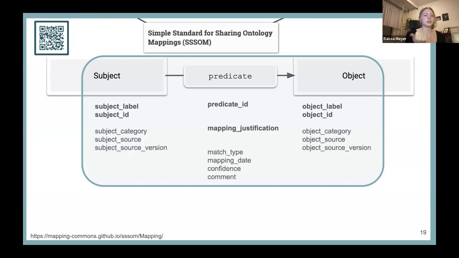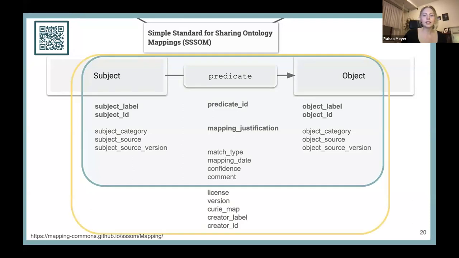In addition to those key terms, you also have ways to talk about what the subject source is. There you could put in the link to the TDWG term category, the version of the term, how you matched it, when you performed the mapping, how confident you are in the mapping, and a comment, which is something that we used a lot, explaining what our thinking was behind each of the mappings. And on top of that, you also have metadata about the metadata, which you can either include in the CSV or TSV where you have the mapping, or in a YAML file where you have the license, the version, the curie map, creator IDs, and all of that.